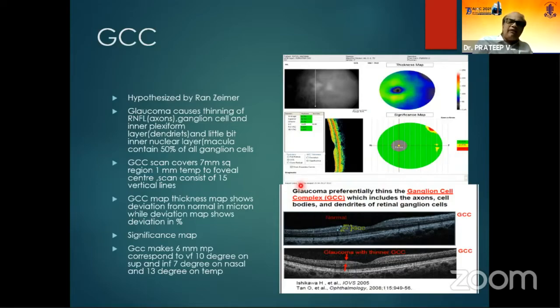So the GCC is now available in most of the machines, and you get the thickness map and the significance map over here. And obviously, you get the en face image also, where you can see the thickness of the RNFL in the macular area. You can see that this area is a little thinner and this area is a little thicker. So there is a significant loss of the RNFL, and it shows over here in the significance map as a red area.